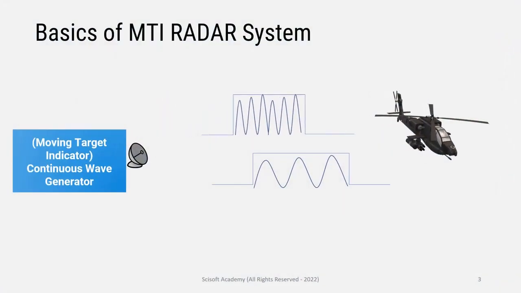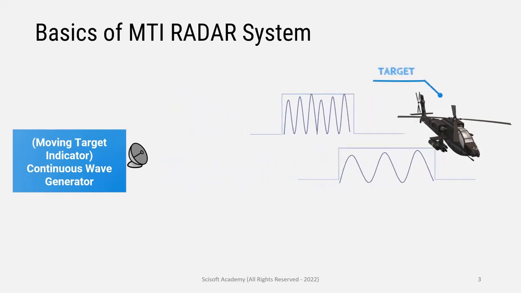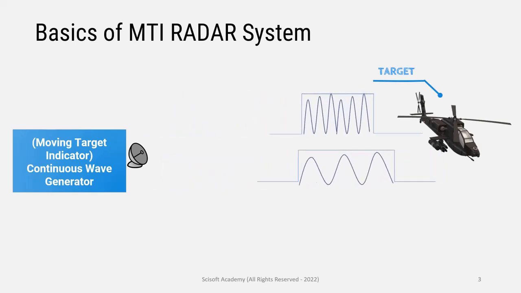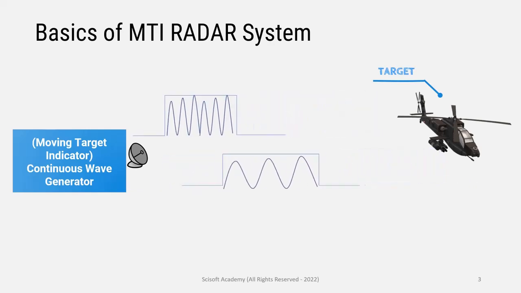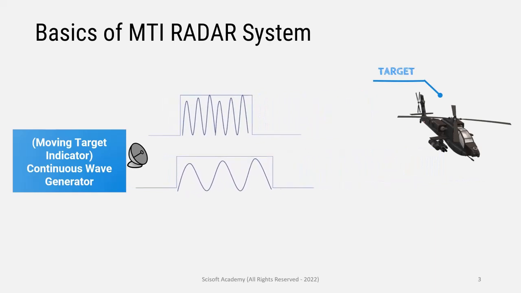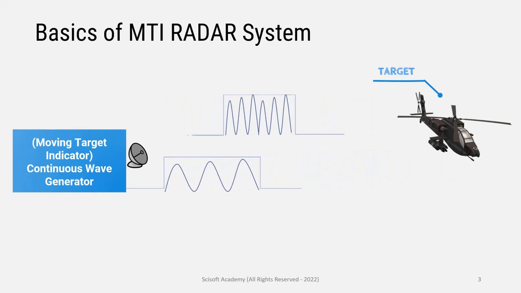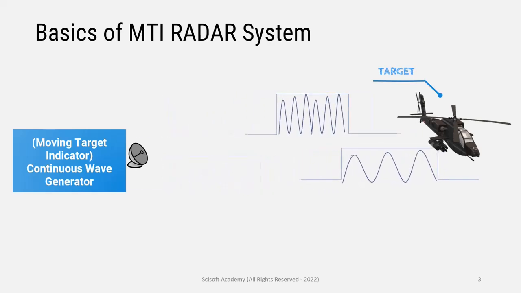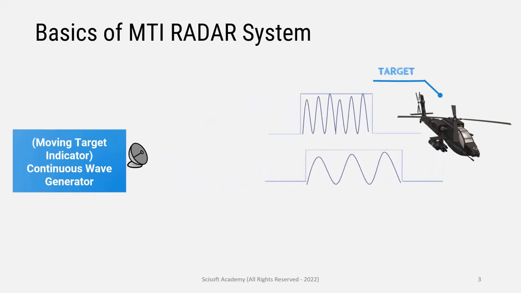In an MTI radar system, we have a continuous wave generator which generates continuous pulses into airspace, which get reflected by the target. So this is the basics of the MTI radar system, where continuous pulses are generated, and based on the target movement, whether it's towards the antenna or away from the antenna, we are going to calculate the velocity of the object. That's the ultimate aim of using a moving target indicator, as the name suggests.